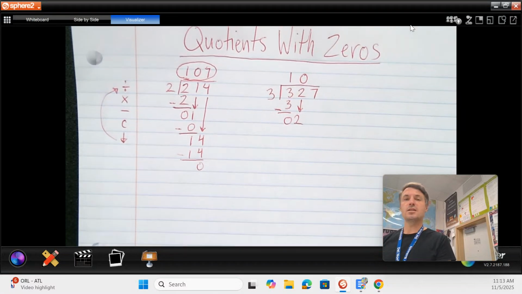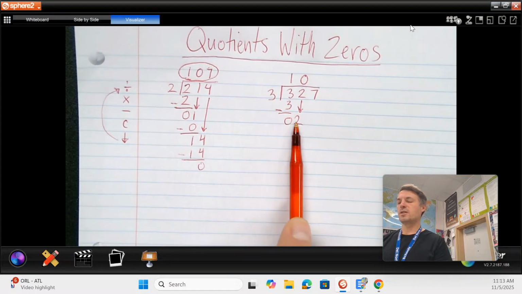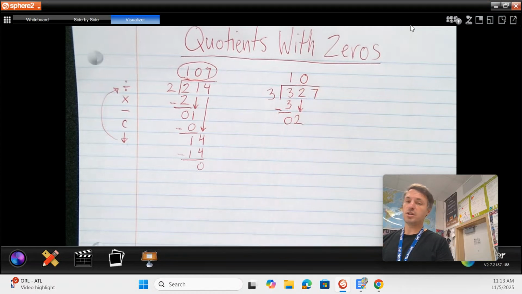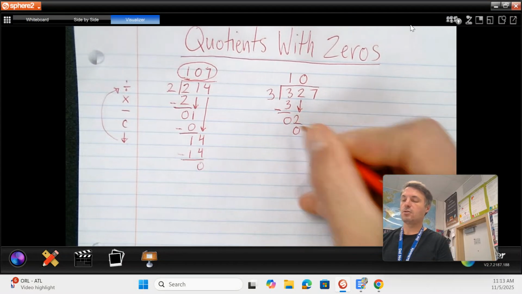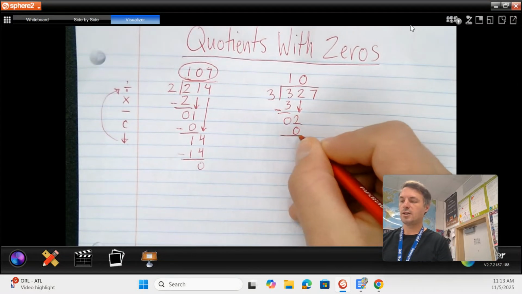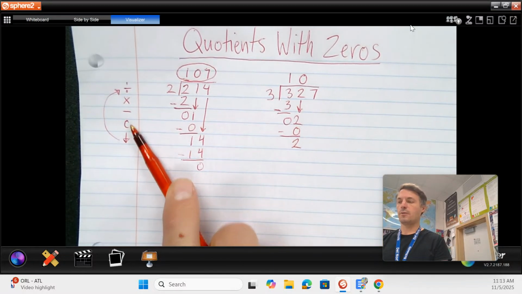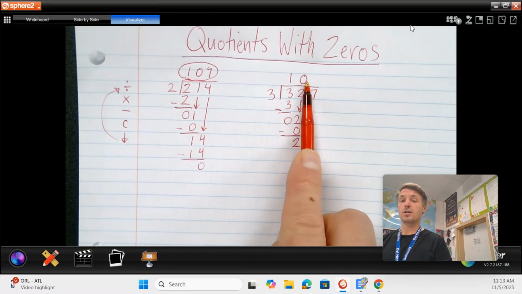That's why this lesson is called Quotients with Zeros. Because when you can't fit this number into this number, you just put a 0 up here in the quotient. And then you just keep going. 0 times 3 is 0. Now we subtract. 2 minus 0 is 2. Now we compare. Is 2 smaller than 3? Yes, that means this 0 is correct.